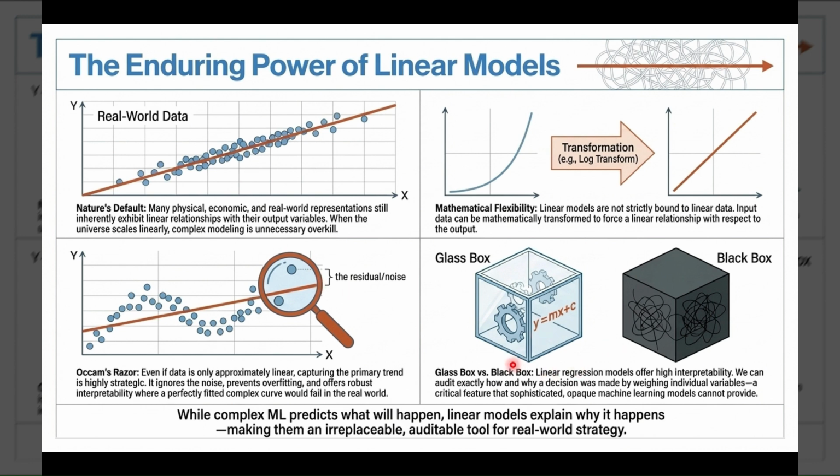Glass box versus black box. This is a killer feature. Linear models offer high interpretability. You can look at the coefficients and know exactly how much each variable is weighted onto the output. As the slide says, while complex machine learning predicts what will happen, linear models predict and also give us good explainability.